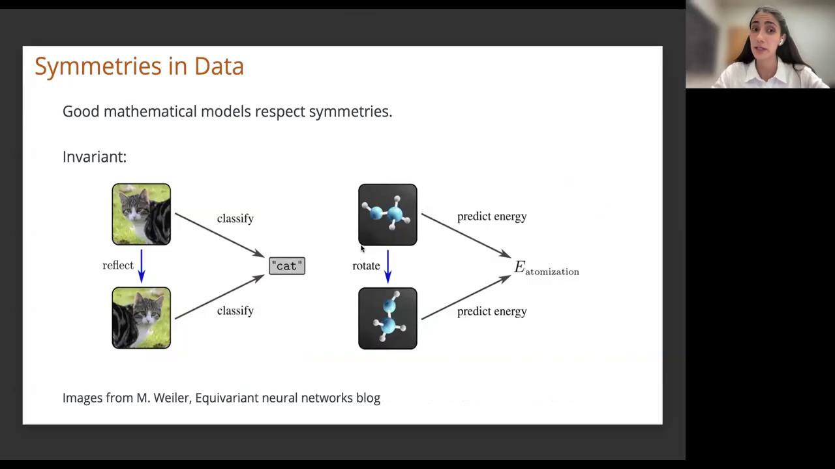And good mathematical models should respect symmetries. So they should be invariant, where no matter what rotation or reflection we do to our data, we still obtain the same result. So in image classification, this should always be classified as a cat. But for example, when we have proteins or similar molecules, if we rotate them, this shouldn't affect how we're going to predict the atomization energy for such molecules.